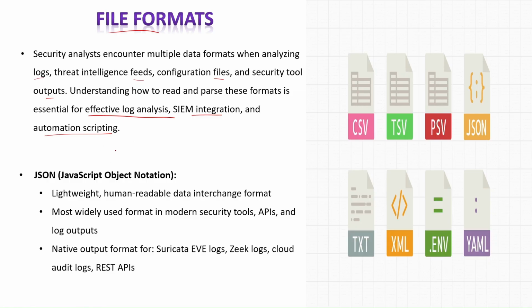So, JSON is JavaScript Object Notation. It is a lightweight, human-readable data interchange format. It is the most widely used format in modern security tools, APIs, and log output, and the native output format for Suricata EVE logs, Zeek logs, cloud audit logs, and REST APIs.